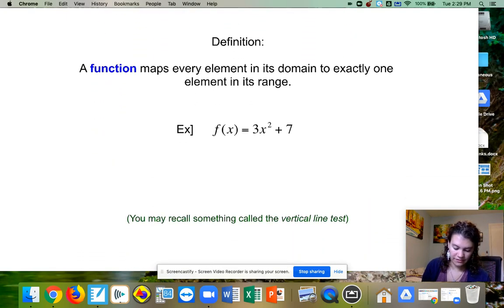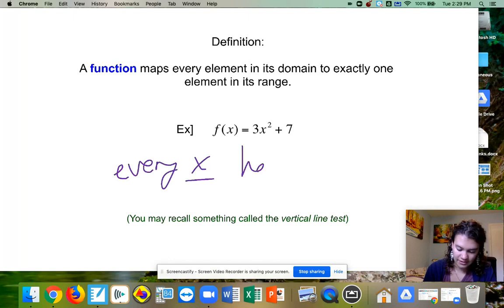So the first definition is a function maps every element in its domain to exactly one element in its range. This is just a fancy way of saying that for every x you pick, there's only one y for that x. So you don't have x equaling 2 going to y equals 2 and y equals 4. You could say every x has only one y value.